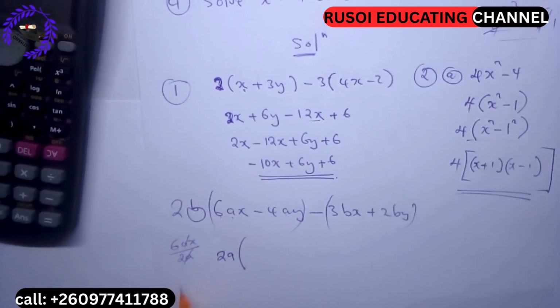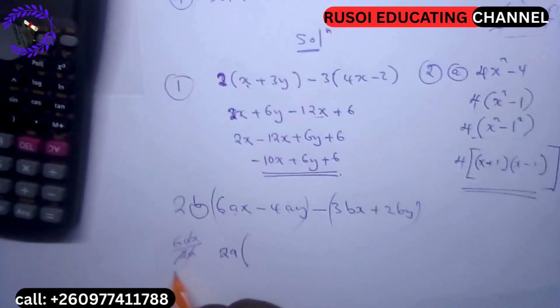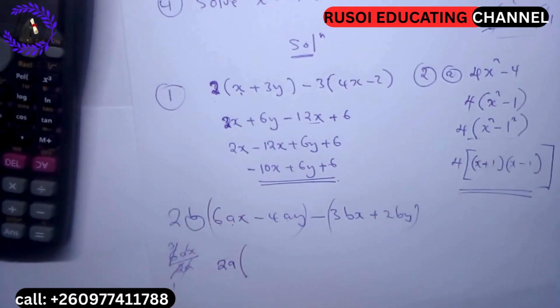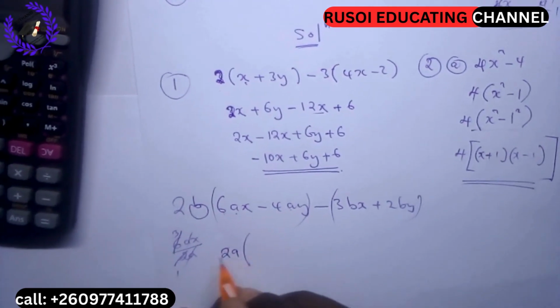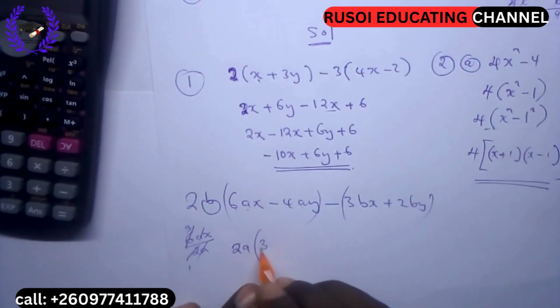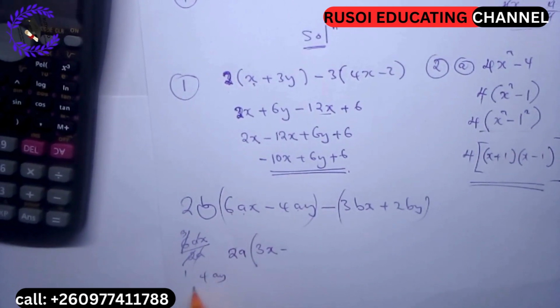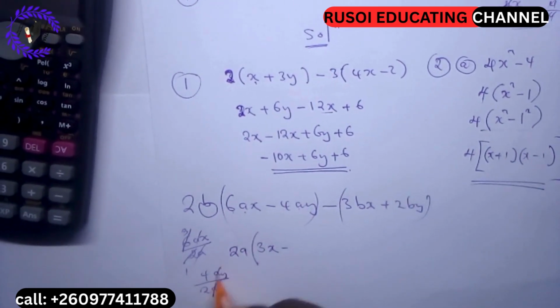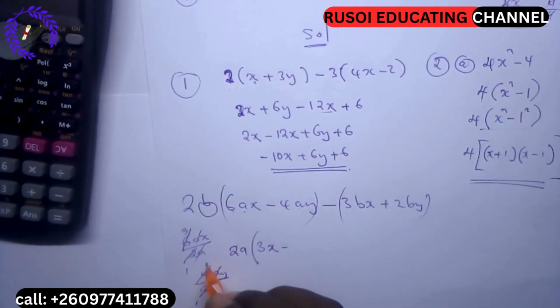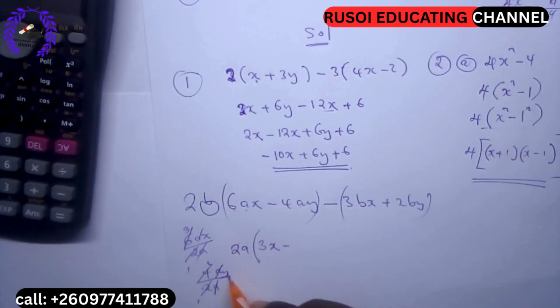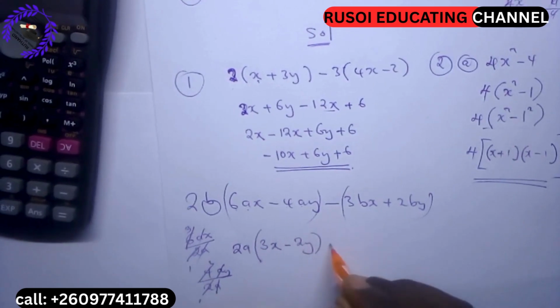So this a cancels with the 2 here, and 1 with 2 here, and it will give you a 3. So the one that is going to remain here will be 3x minus 4y divided by 2a. The a cancels with the 2 here, and 1 with 2 here, it will give you a 2. So you remain with 2y. So here it will be 2y.